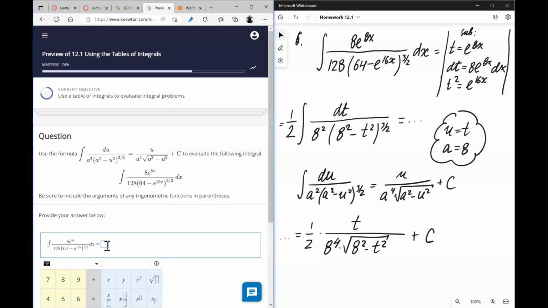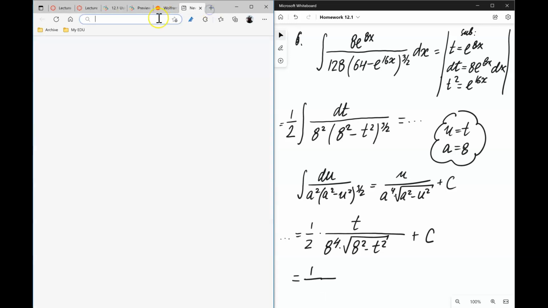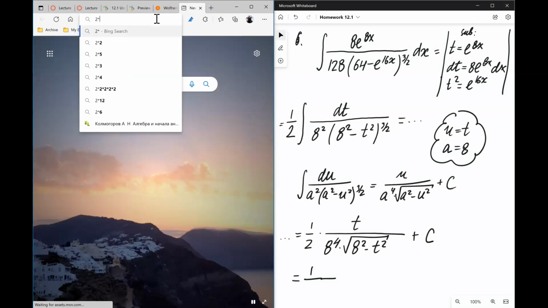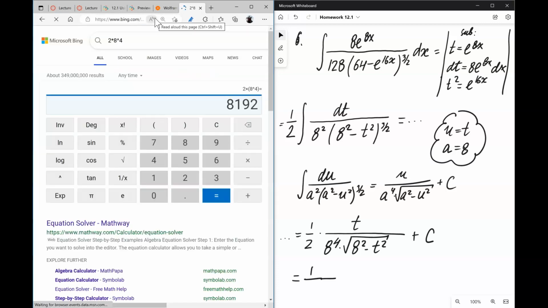So, not done, because t is e to the power 8x, and we may want to compute what 2 times 8 to the power 4 is. 2 times 8 to the power 4 is 8,192. And here we have square root of 64 minus e to the power 16x.